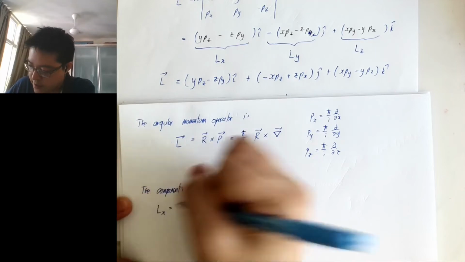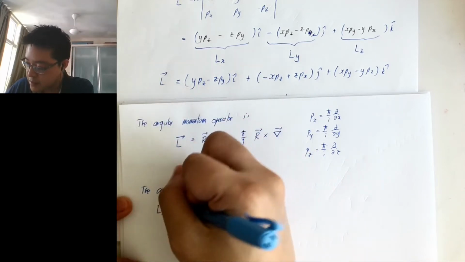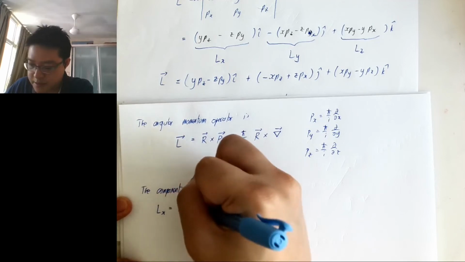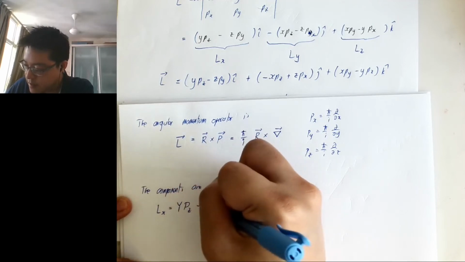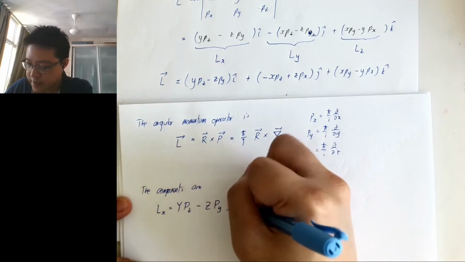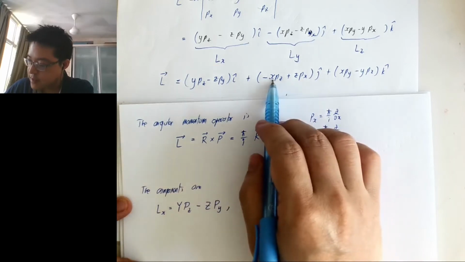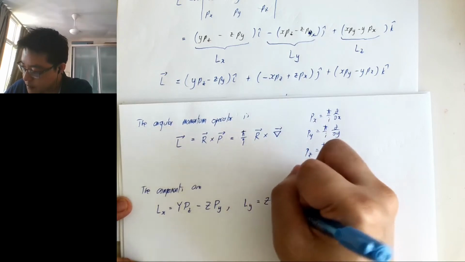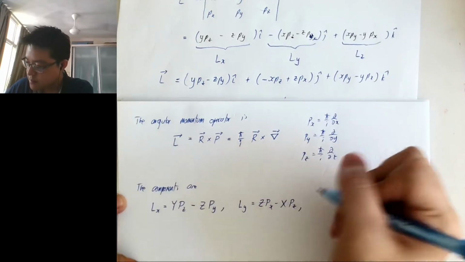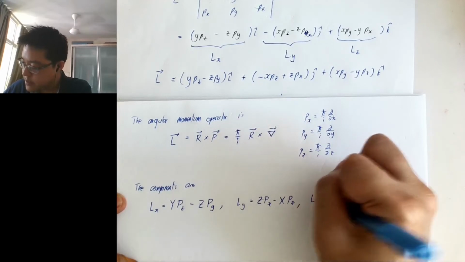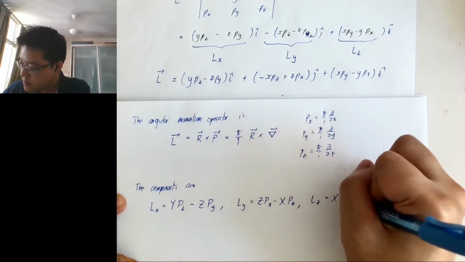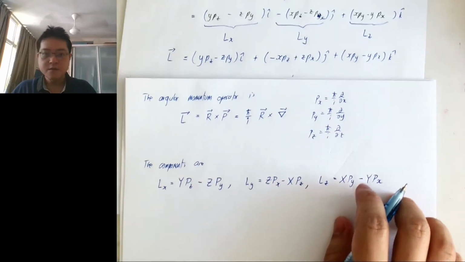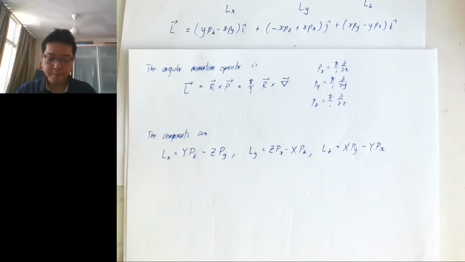Lx is y pz, right? So y, and then p operator z minus z p operator y, right? And then the Ly is, there's a minus sign, this is a plus, so this is zpx minus xpz, right? And then Lz is xpy minus ypx. Okay, so we got the components now already.